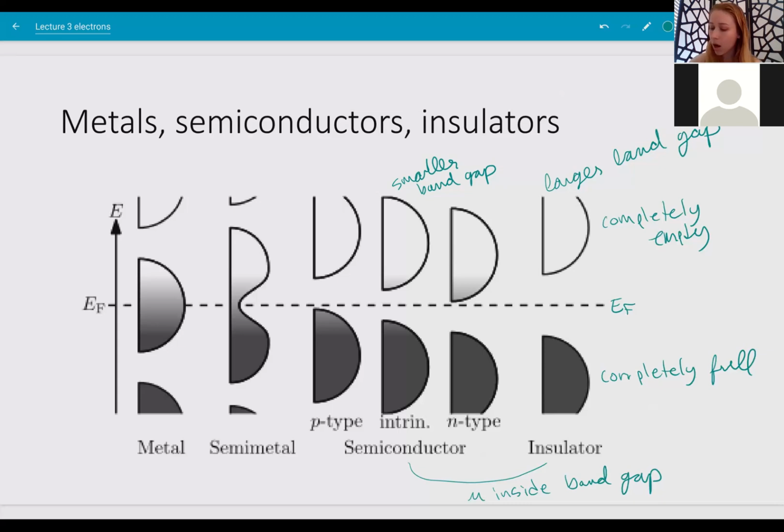So a metal, on the other hand, is distinguished by having the Fermi energy inside a band.